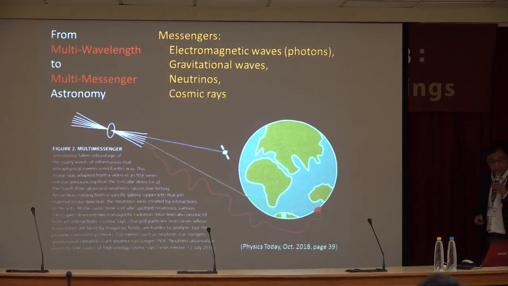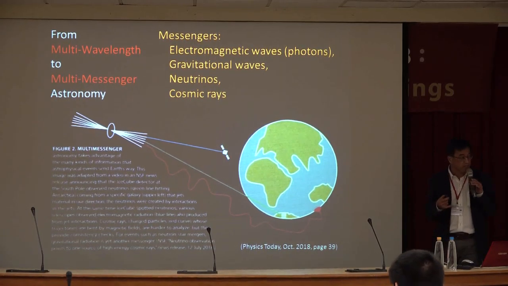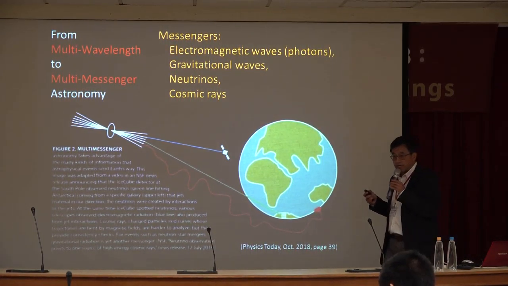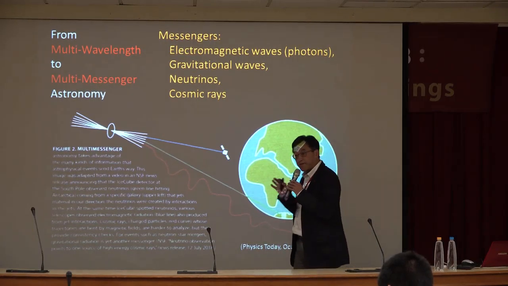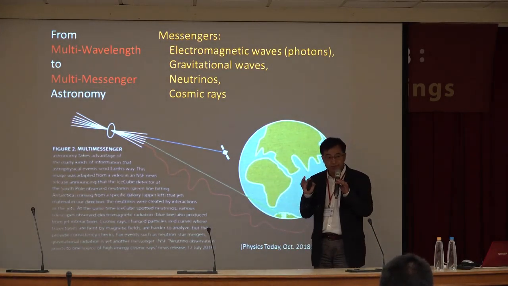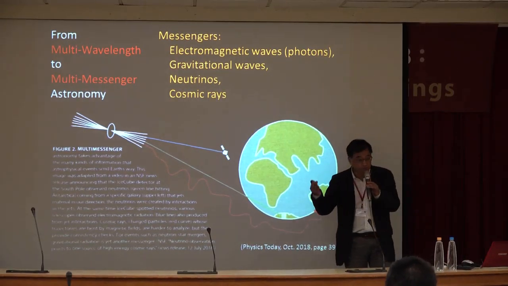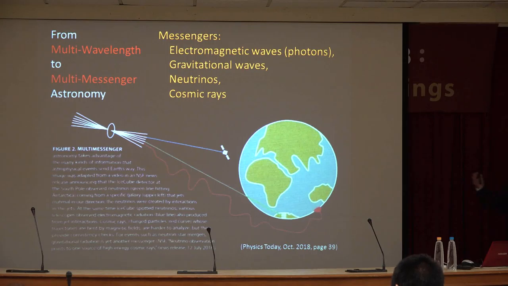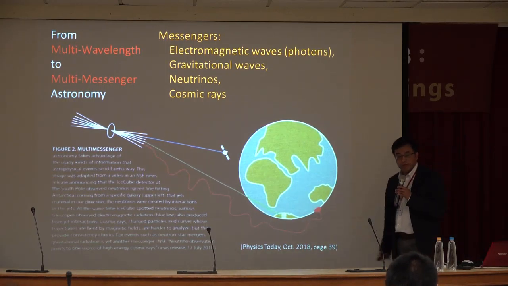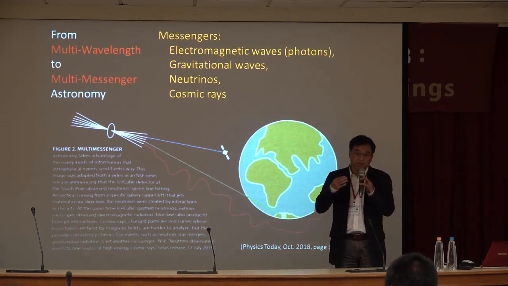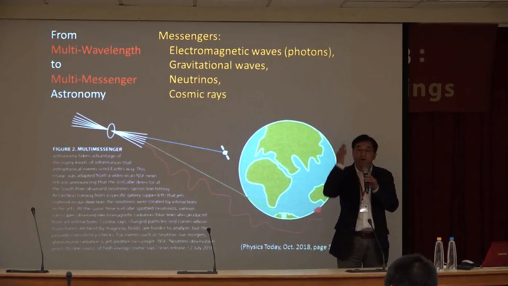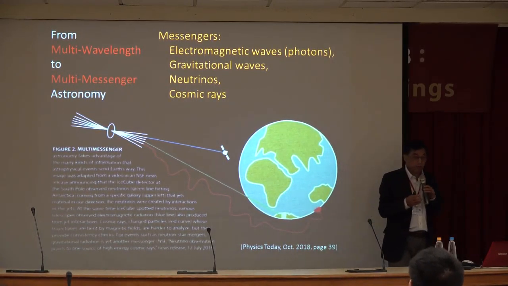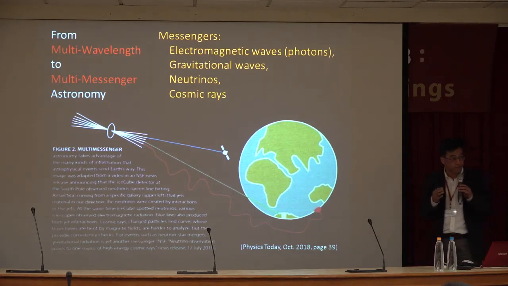And in a broader sense, by multi-messenger we also want to discuss cosmic rays. But cosmic rays are more difficult to trace back for their origin because cosmic rays are charged particles, and in the universe there are magnetic fields. So when you detect cosmic rays, you cannot simply trace back to find their origin. But they do carry important information.